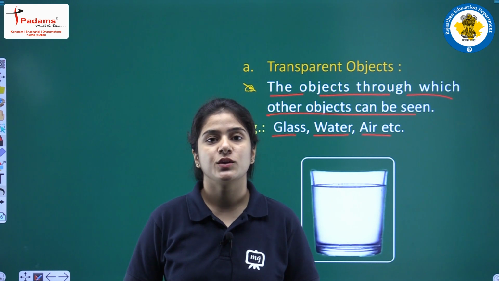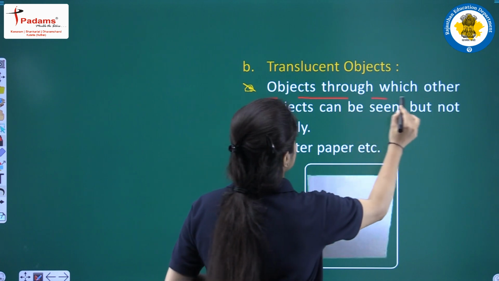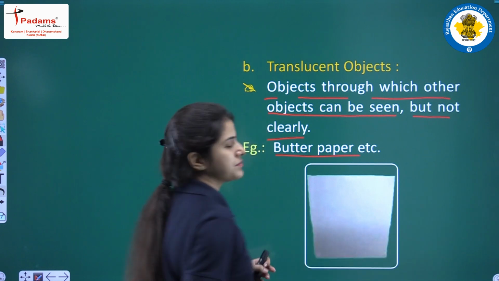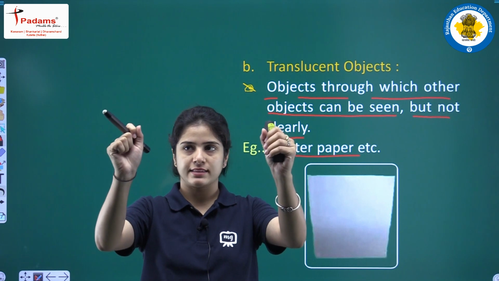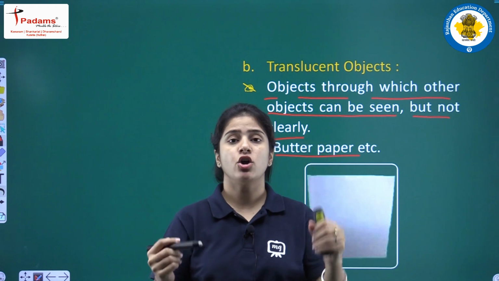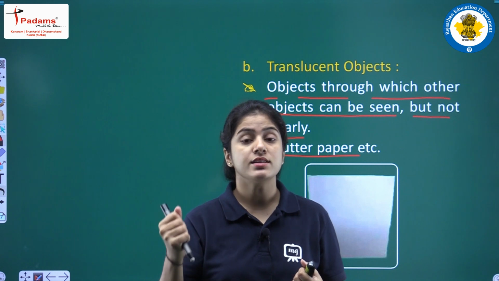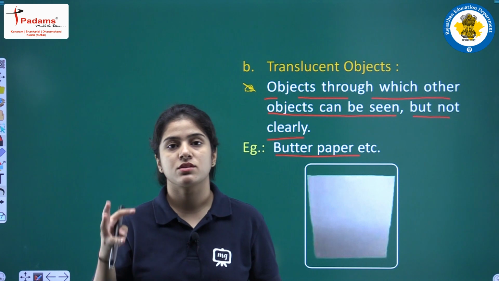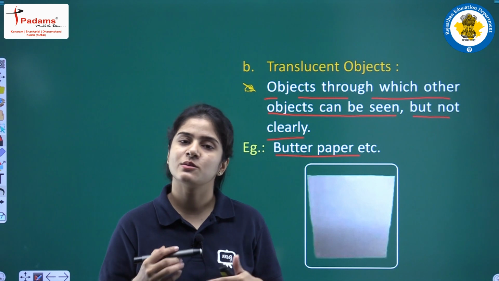Next, translucent objects are those through which other objects can be seen but not clearly, like butter paper. Suppose students, I have a butter paper in my hand, I am putting it like this. I am able to see the other objects or the other people but not that clearly, because I am holding a butter paper, a translucent object, which allows other substances to be seen but not clearly. So this is what translucent means.